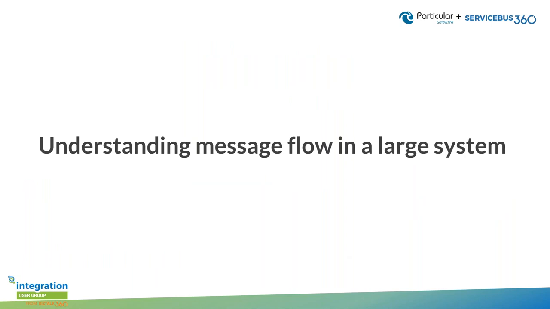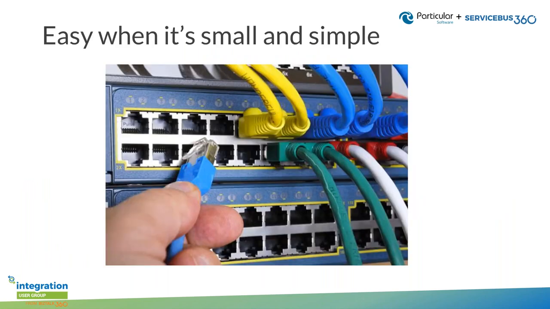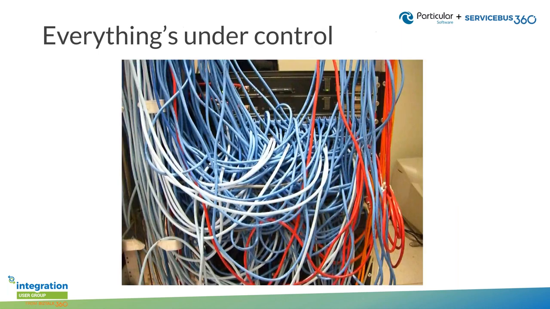Understand a message flow in a large system. Before we start talking about larger systems, let's look at something that is much smaller. Whenever we have a small and simple system, it's very clear what's happening with those messages, right? We have a couple of queues, messages flowing between those queues, and it's a fairly straightforward, almost color-coded path to understand what's happening.